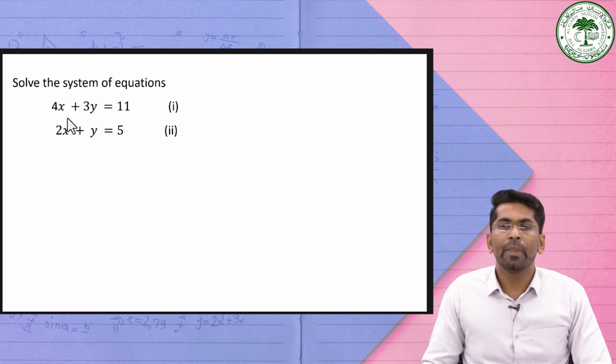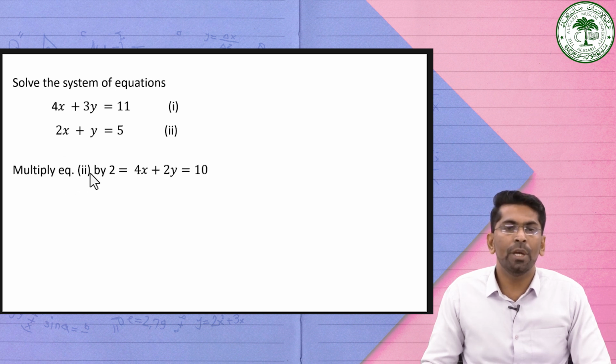So in this problem, we are going to rearrange this equation by multiplying both sides of the second equation by 2, so that the coefficient of x may be equal. If we multiply equation number 2 by 2, it will become 2 into 2x, which is equal to 4x, 2 into 2y, which is equal to 2y, is equal to 5 into 2, which is 10. So our second equation will become 4x plus 2y is equal to 10.